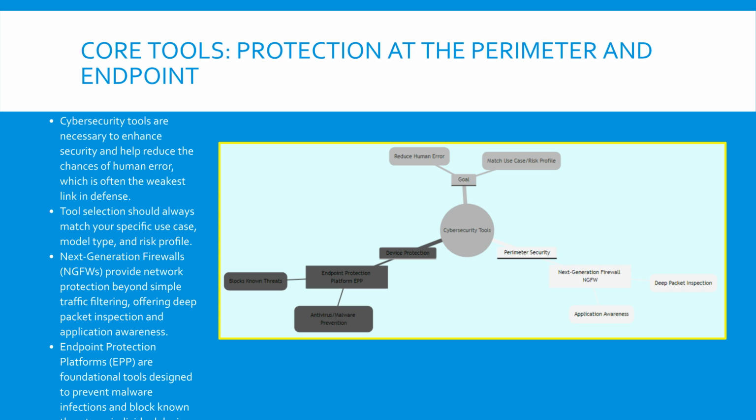This diagram illustrates the two main foundational tool categories. On the left side, we see perimeter security, represented by the Next Generation Firewall, which focuses on advanced techniques like deep packet inspection and application awareness to secure the network edge. On the right, we highlight device protection, provided by the Endpoint Protection Platform, which is focused on initial defense measures such as antivirus and blocking known threats directly on the user device. The ultimate goal, connecting to both branches, is to reduce human error and ensure that tool selection matches the unique requirements of the organization. This foundational layer sets the stage for more advanced security strategies we will explore next, such as dedicated detection and response capabilities.